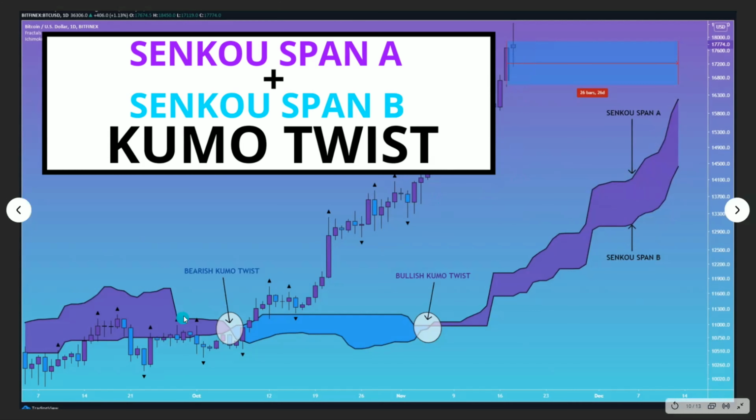You see it went from a bullish cloud, which is our purple cloud, going to blue, which is a bearish Kumo twist. And you see it went from a dark blue Kumo twist to a purple twist, which was a bullish Kumo twist here. So this is another way to identify whether it is a bullish or bearish twist, all right?